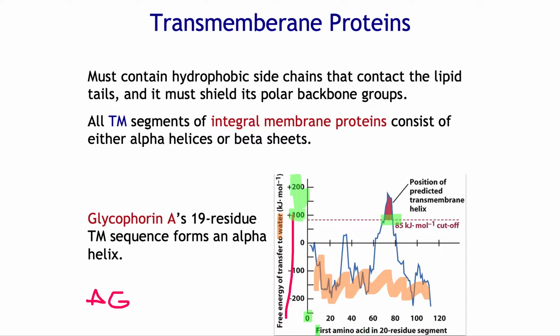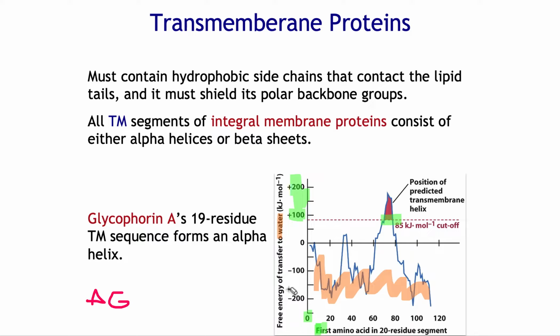So if you have a given sequence of a polypeptide chain, you take a look at the number of amino acids within that polypeptide chain, and what you're looking at is the free energy change associated with those particular amino acids.